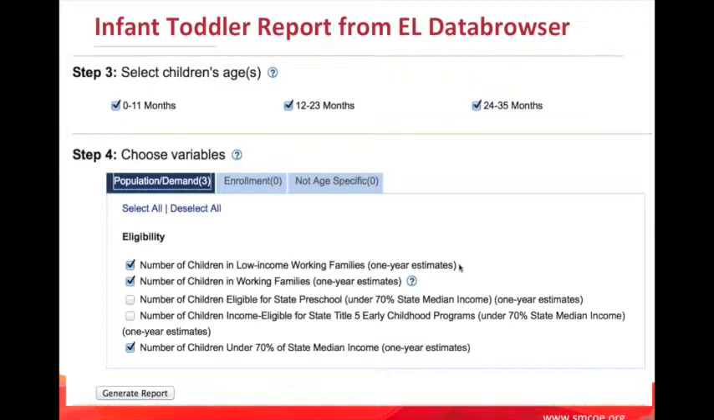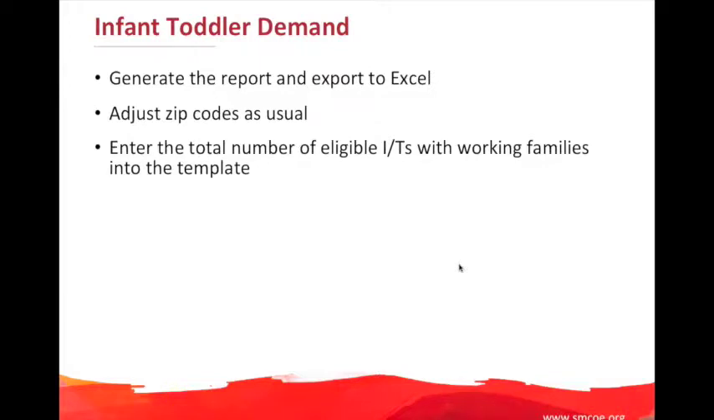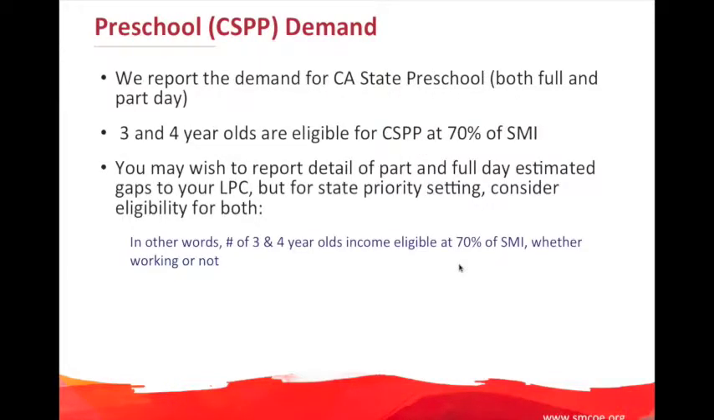Let's switch gears and take a look at the preschool one. In this case, we're going to report the demand to the state for both full and part day, because we're adding the supply together also, both full and part day together. So in this case, 3- and 4-year-olds are eligible for some type of CSPP at 70% of SMI.